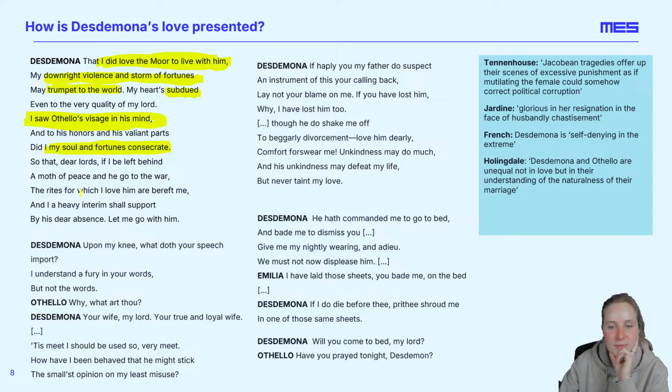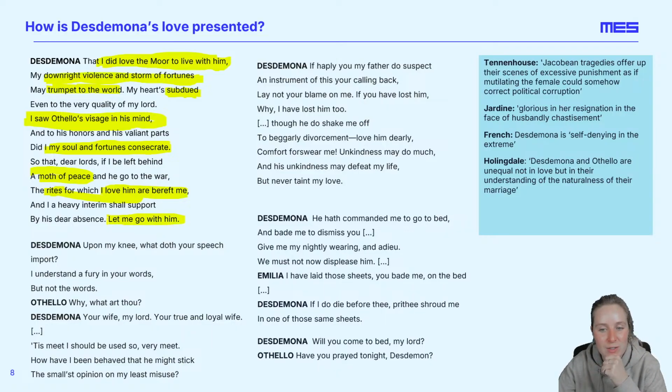"Then, dear lords, if I be left behind, a moth of peace." So if she's left behind, she'll be miserable. In other words, she'll be deprived of light, just circling around this light, obsessed. "And the rites for which I love him are bereft me." So the things that I love him for and are part of our marriage are taken from me. So I don't get to be with my husband. I don't get to do all the things I promised to do in my marriage vows.